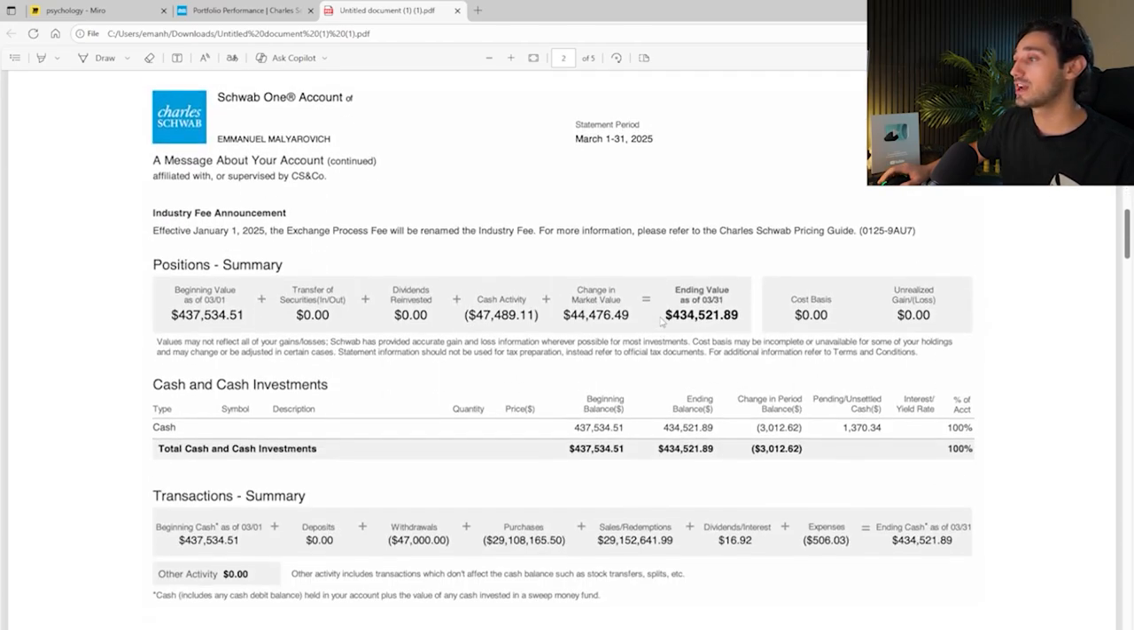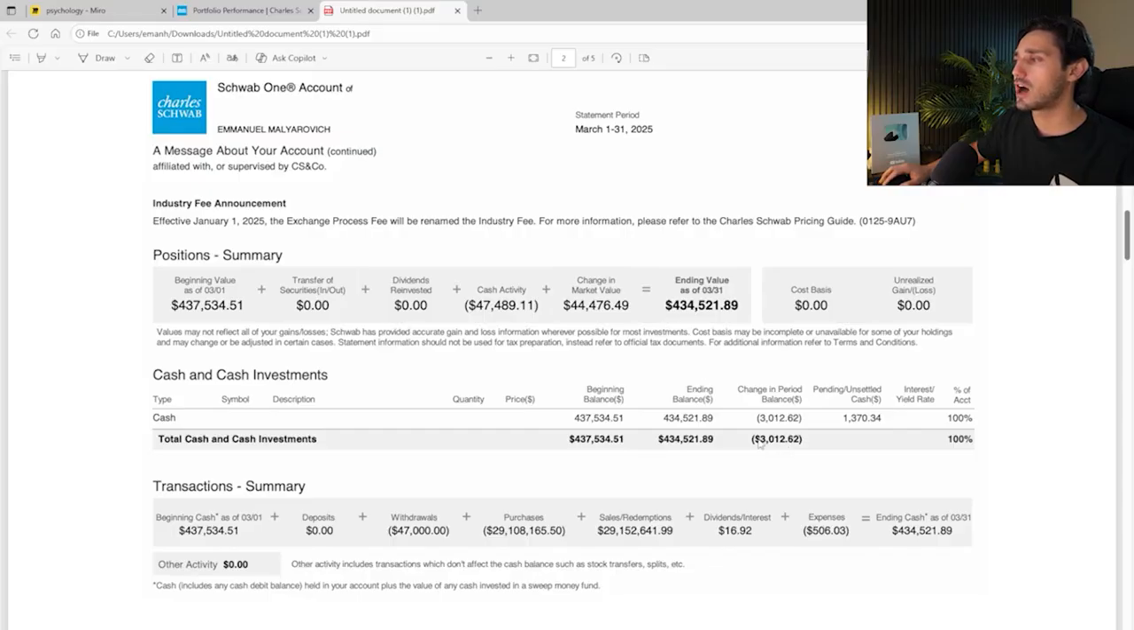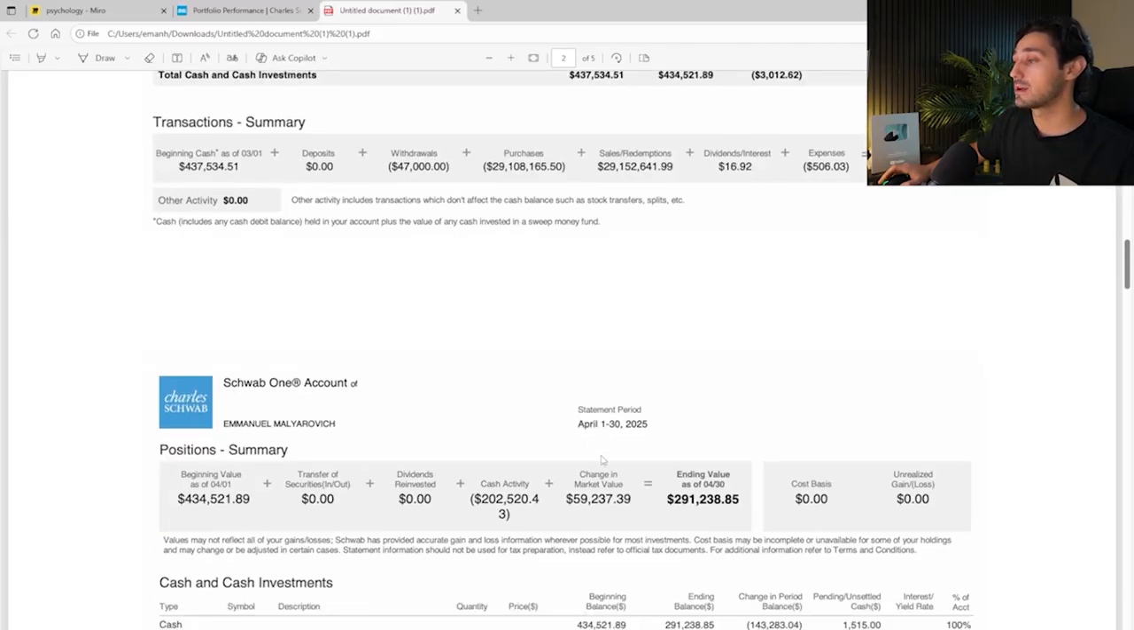And March was also a nice month. It's gonna show that I lost money in March. My change in period balance is negative 3,000. However, I withdrew $47,000 from my account that month. So I actually made $44,000 in March, which was also a nice month.